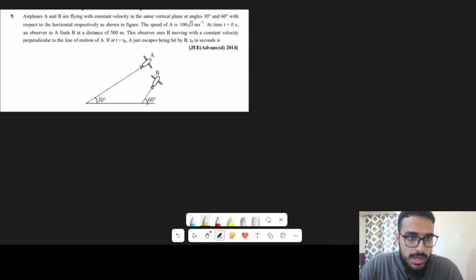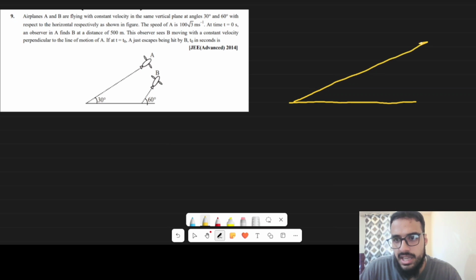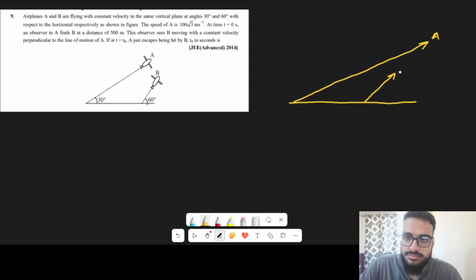We have been given two airplanes, A and B, flying at constant velocity in the same plane. So both of them can be drawn on this paper, with 60 degrees and 30 degrees. Let's draw it first. Suppose this is our horizontal plane, this is our A, and this is our B, and this is 30 degrees while this is 60 degrees.